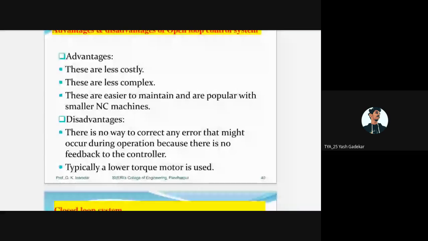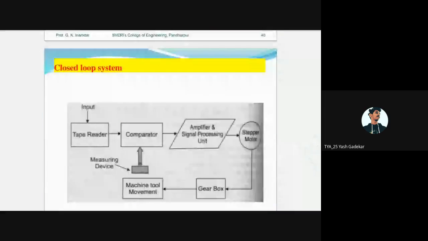Second is the closed loop system. In a closed loop system different sensors are used, and the controller is bound with the feedback system. Whatever the output, if any difficulty happens and any correction is required, that correction is given as feedback to the controller, and the controller will rearrange its program. Suppose in an open loop system we have given 10,000 pulses.